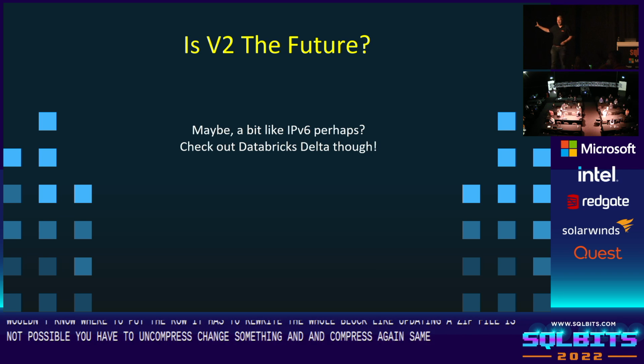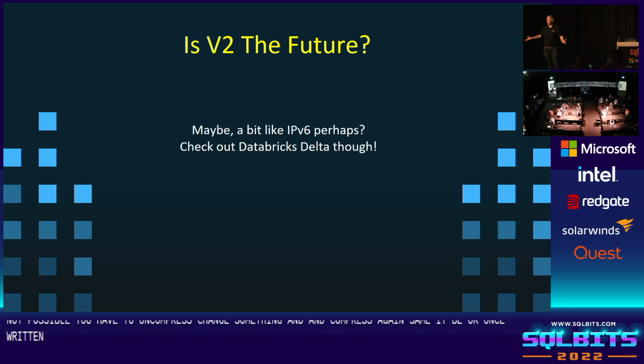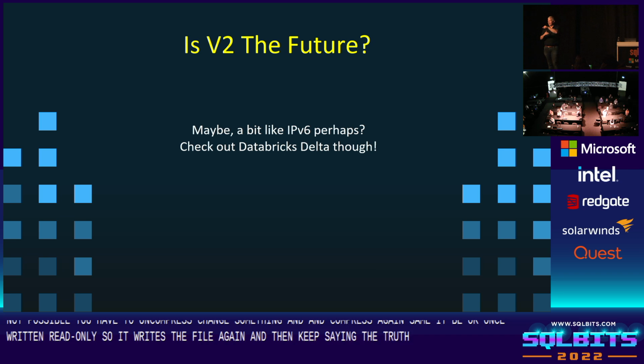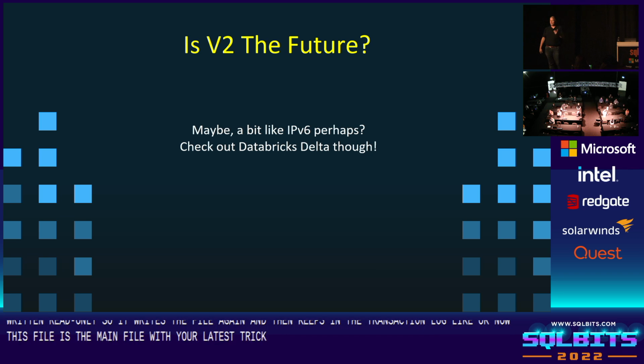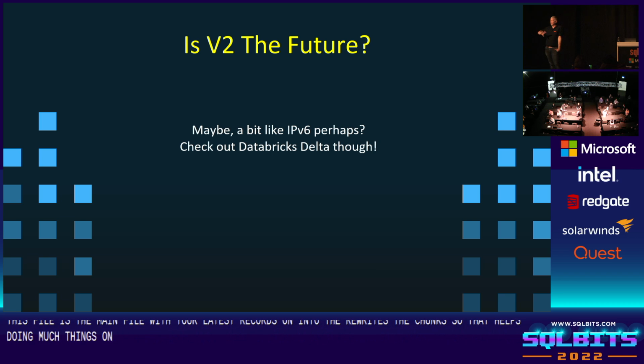It's not possible. You have to uncompress, change something, and compress it again. Same with Parquet. Once written, read-only, right? So it just writes the file again and then keeps in the transaction log, okay, now this file is the main file with your latest records on it. So it rewrites the chunks. So that helps doing merge statements on Parquet, because you just use Databricks Delta.